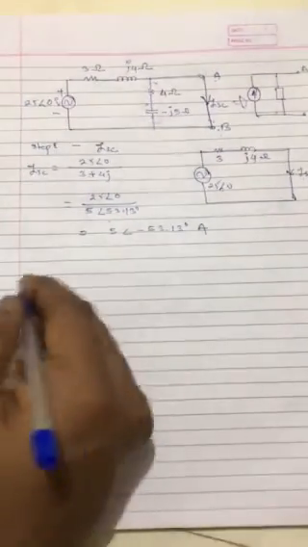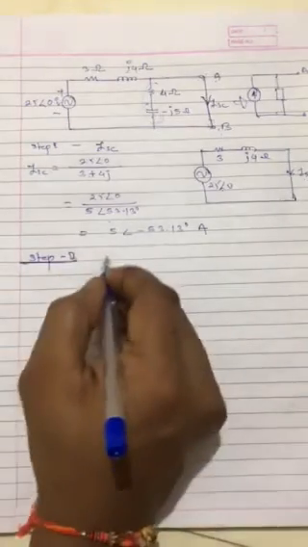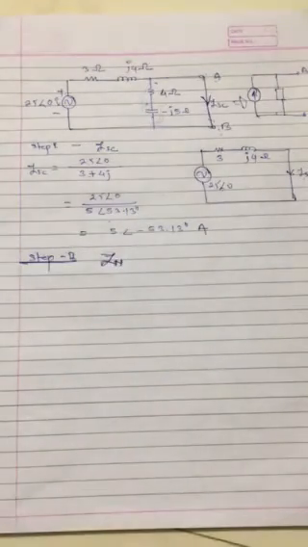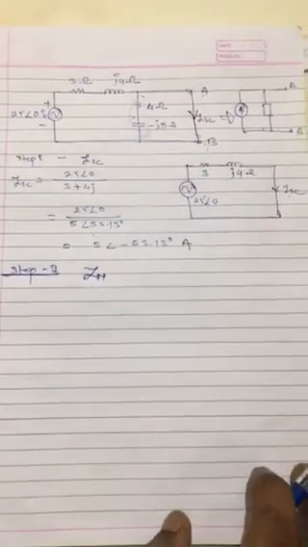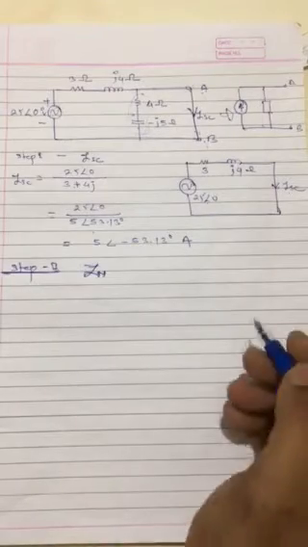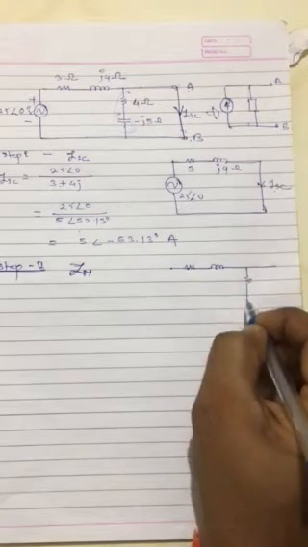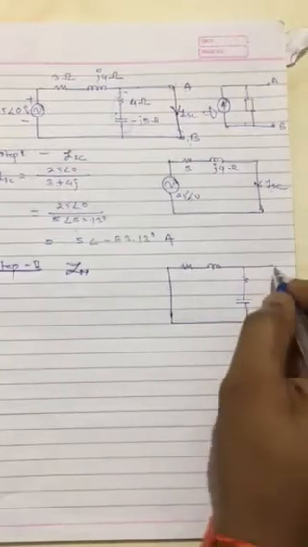Now the second step while solving Norton's theorem is step 2, to find Zn, the Norton impedance. How do we find the Norton impedance? Replace all the voltage and current sources by their internal impedances. Which means in our case, this voltage source should be short circuited. The remaining elements will be as they are, and we have to reduce them. Let's see. This is the new circuit.